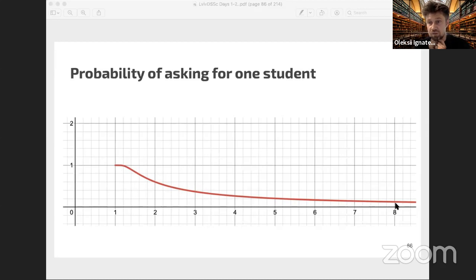It's going to 0 when the number of students goes to infinity. But the interesting thing is that the multiplication of this probability actually goes to a constant. So it's about 40% that the question will never be asked, and about 60% that the question will be asked. And this almost doesn't depend on the number of students if the number of students is big enough. Okay.